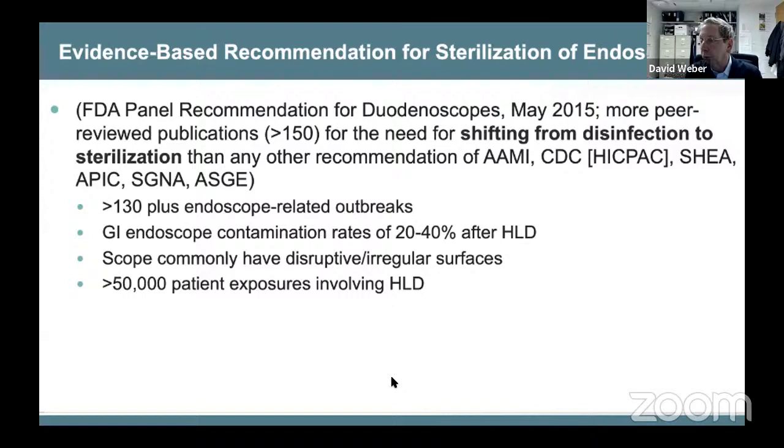One is we're already beginning to use scopes that have disposable parts or a completely disposable scope. My hospital mostly uses disposable bronchoscopes, and disposable endoscopes are just coming on the market. Or we need better techniques for performing high-level disinfection. So we do believe that to provide patient safety, we need this shift from disinfection to sterilization.